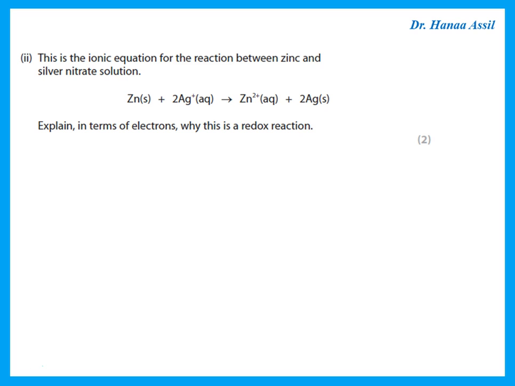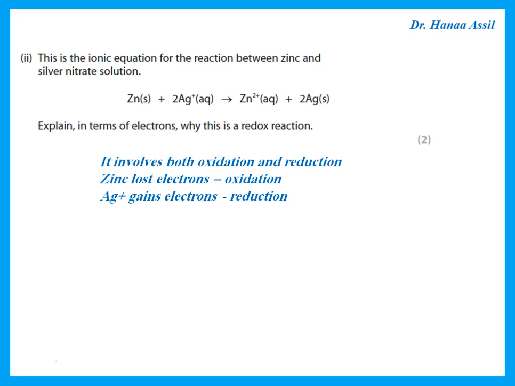This is the ionic equation for the reaction between zinc and silver nitrate. Explain in terms of electrons why this is a redox reaction. What does redox reaction mean? It means in my reaction, I must have an oxidation and a reduction. So you have to tell me that it is redox because it involves both oxidation and reduction. Okay, where is the oxidation? Where is the reduction? He's saying explain.